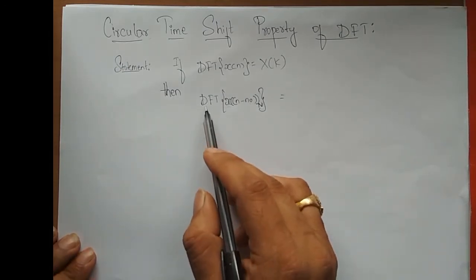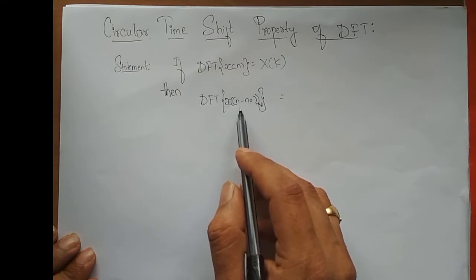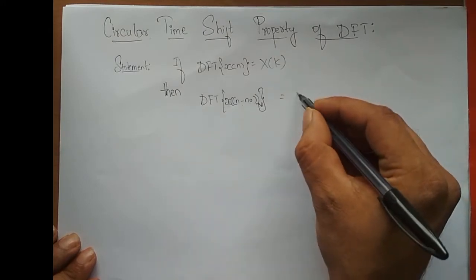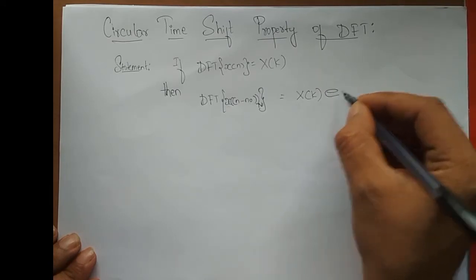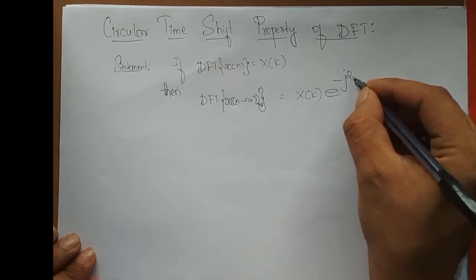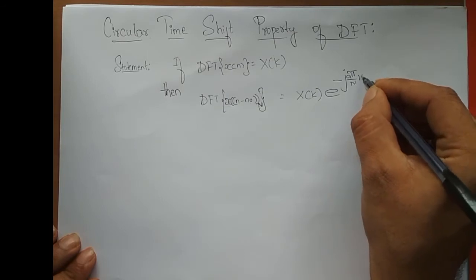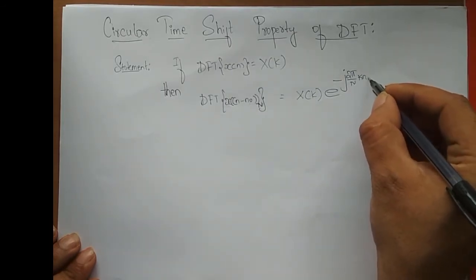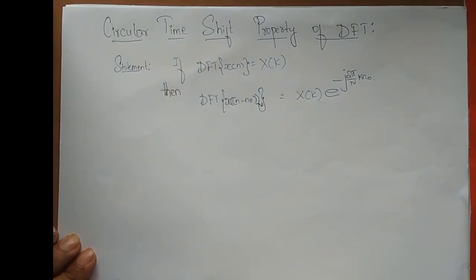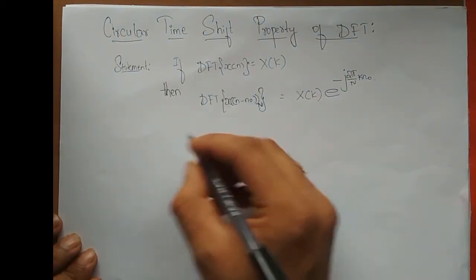Fine. So if there is a circular shift in the time domain, then in the frequency domain X of k gets multiplied with e power minus j 2 pi by N into k into, so how many times did I shift? n naught times. So here this should be n naught. Okay, so we'll try to prove it.